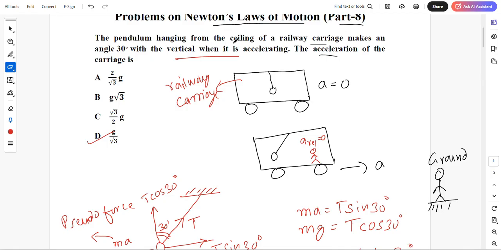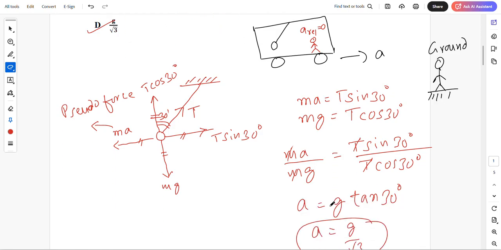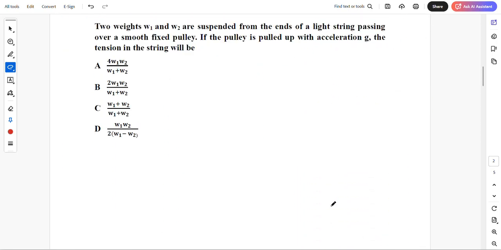Now they have given this is 30 degree. The pendulum hanging from the ceiling of the railway carriage makes an angle 30 degree with the vertical, not horizontal. Therefore, this will be T cos of 30 degree. This is T sin of 30 degree. These two are equal, so equate. You'll get A. Hope you understood this one. We go to the next problem.